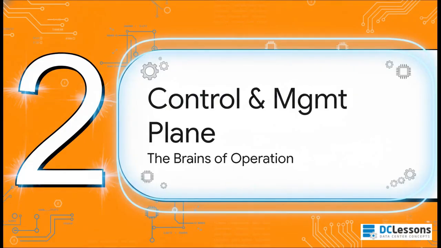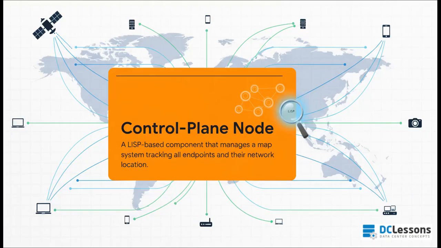All right, let's really focus in on that command center, the components that manage and control the entire fabric. This is where all the intelligence of the system really lives. So, the control plane node, what is it? Honestly, the best way to think about it is as the fabric's own personal GPS. It runs this mapping system using the LISP protocol, and its whole job is to keep track of every single endpoint. It knows who every device is and exactly where it's connected to the network at all times.